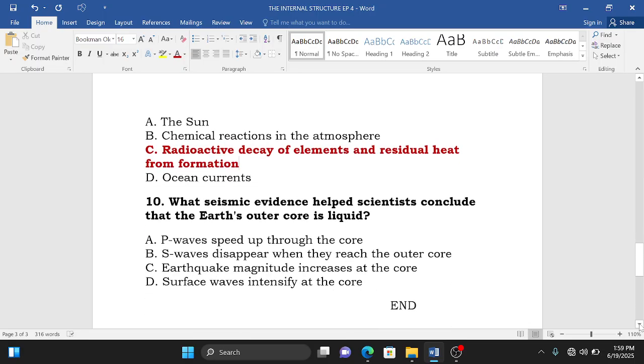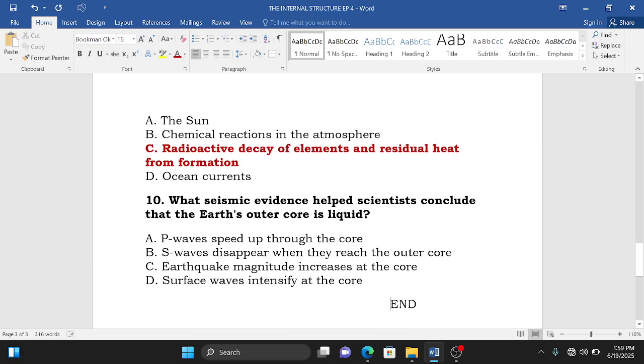We go to question number 10. This is the last question of this session. The last question is asking, what seismic evidence helped scientists to conclude that the Earth's outer core is liquid?